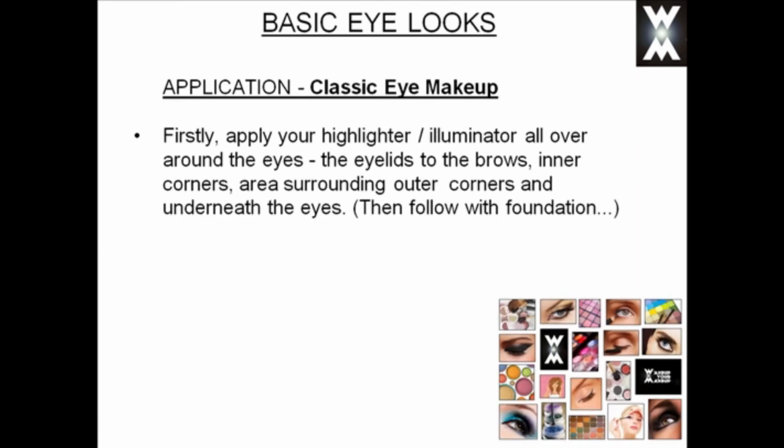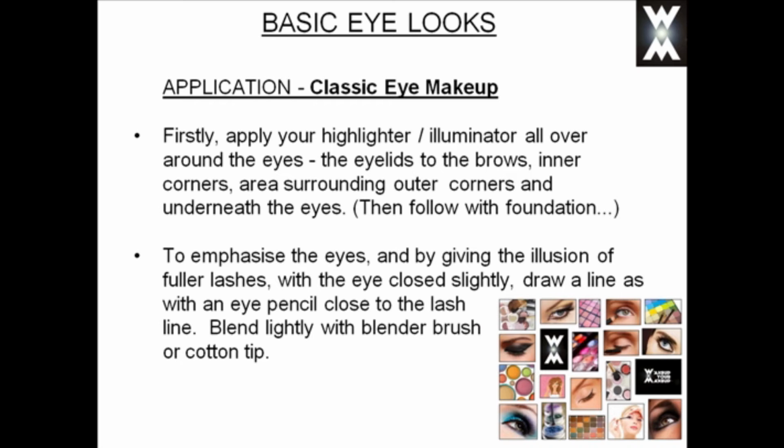So let's look at application. Firstly, we always apply our illuminator, which, if we remember, is our concealer that conceals with light all around the eye area. From the eyelids to the brows, the inner corners, the areas surrounding the outer corners, and of course underneath the eyes. Then we follow with foundation.